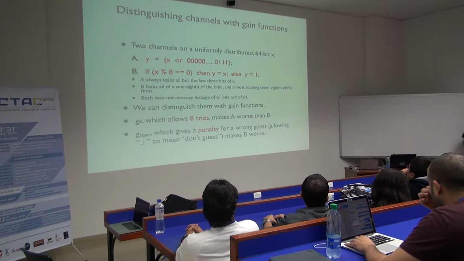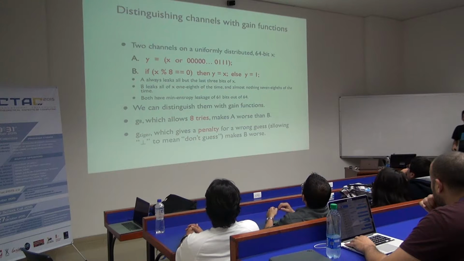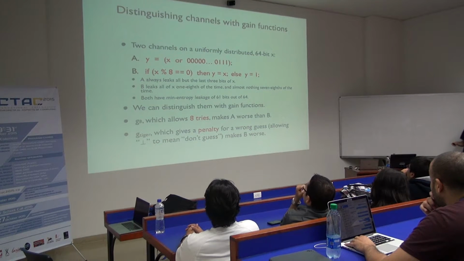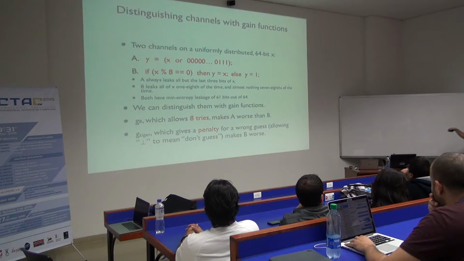So maybe I always choose A, if it looks better, or maybe B looks better. But then I can also do the opposite thing. Okay. So essentially, these two are not comparable for all gain functions. How do we do that?